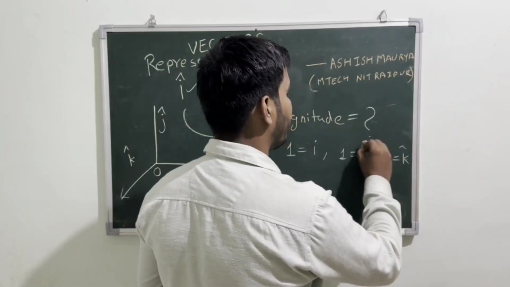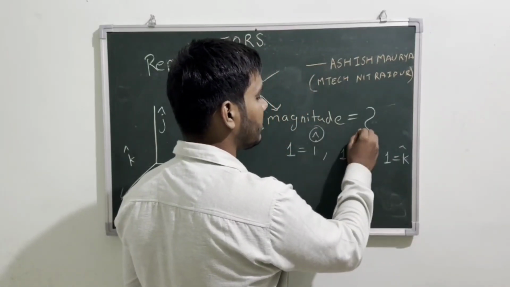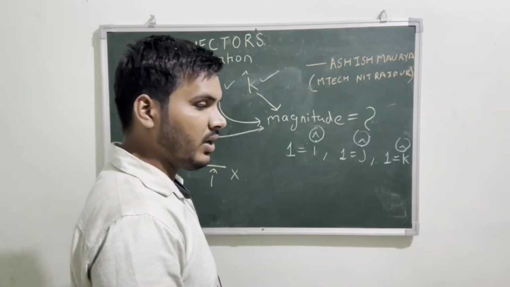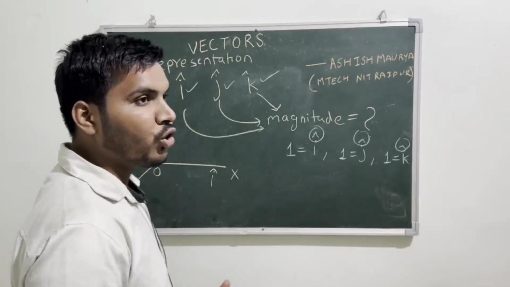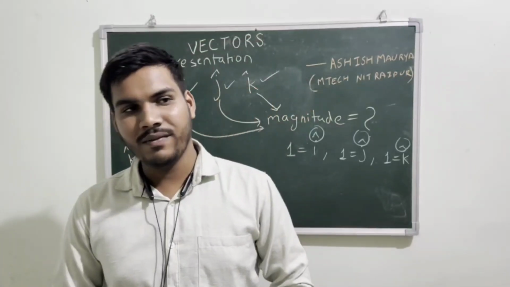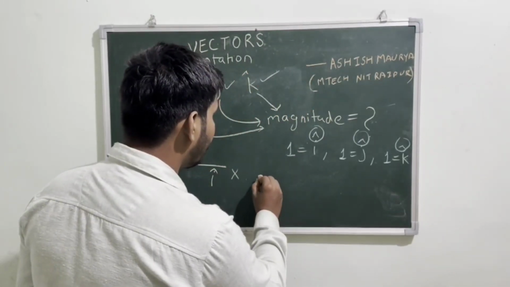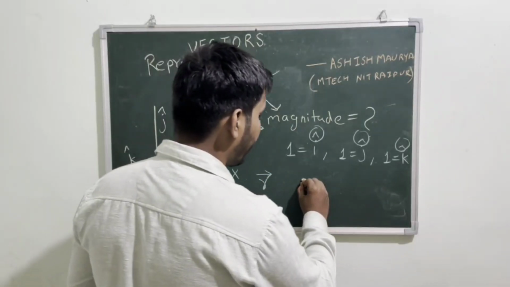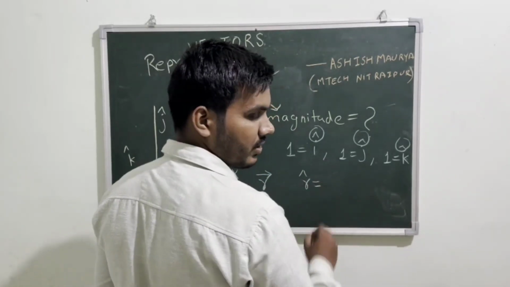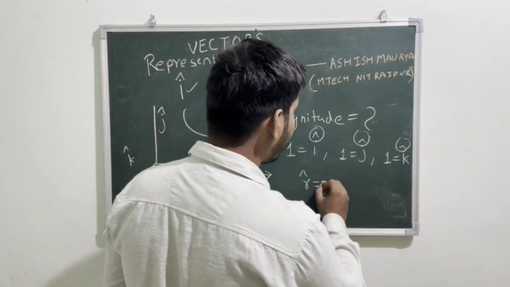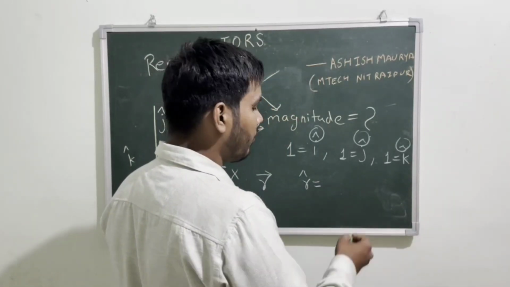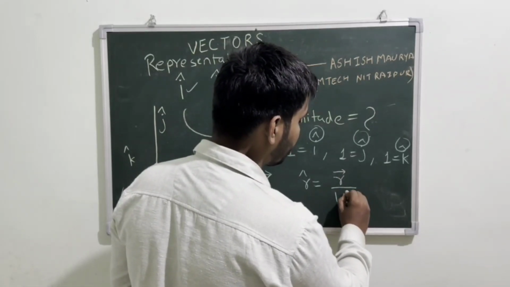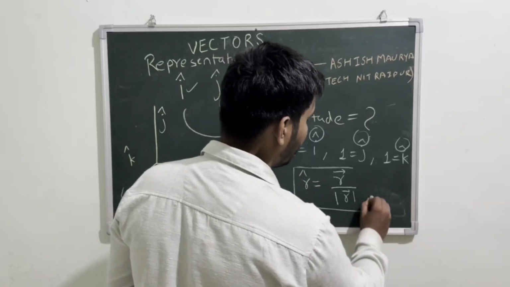Why is it very important? This cap is generally given to those vectors whose magnitude is 1. So right now we are going to talk about vectors. A vector is generally denoted by R and its direction is represented by an arrow. What is R cap? R cap is a unit vector. And how to represent this? R cap is a unit vector which is represented by the R vector divided by its magnitude. So this is the R vector.